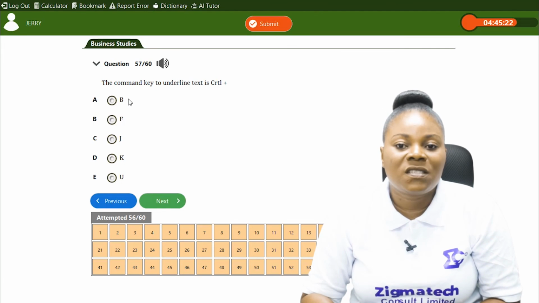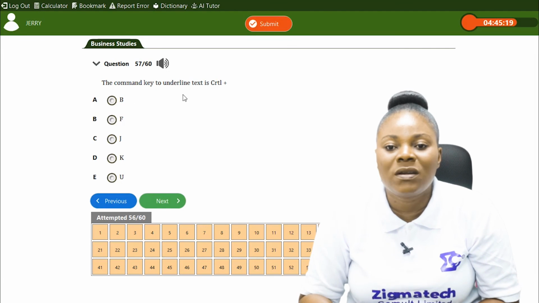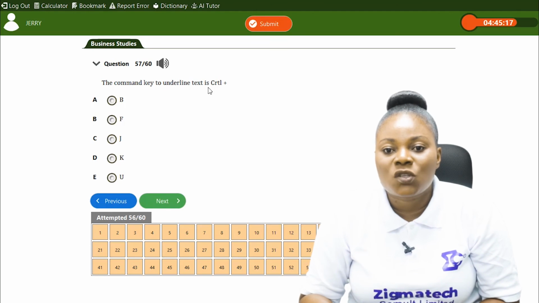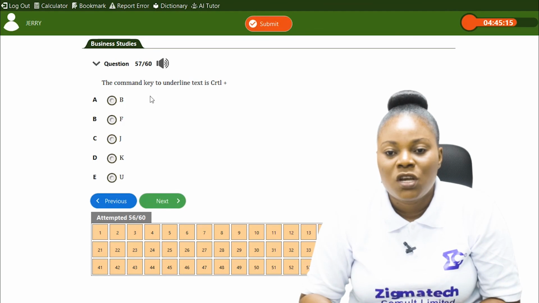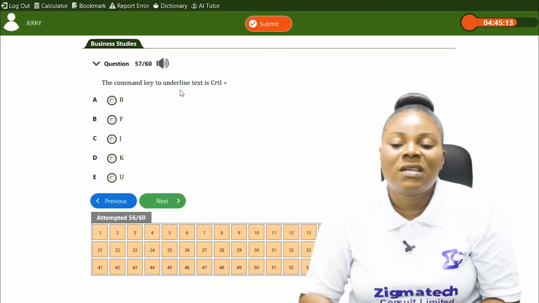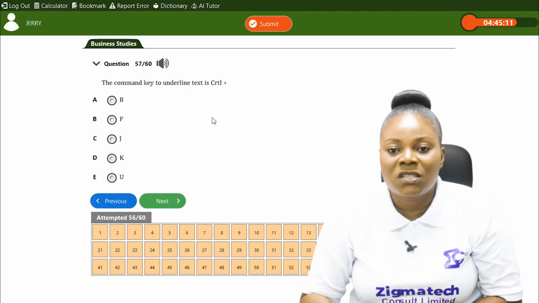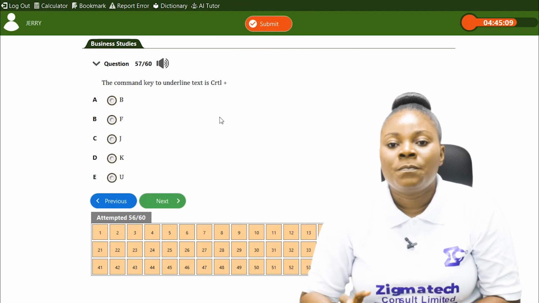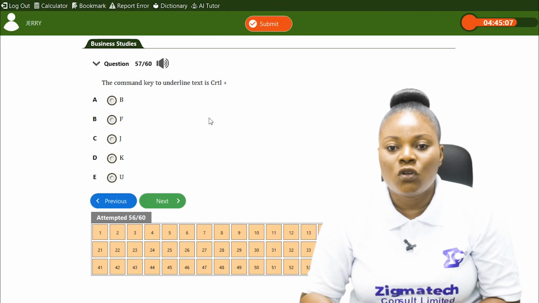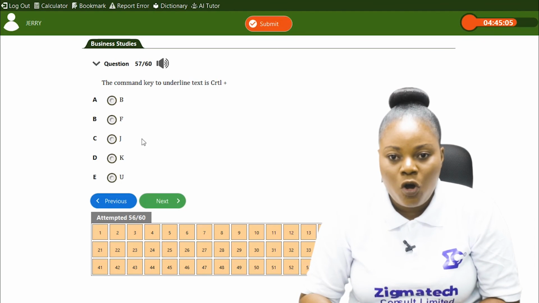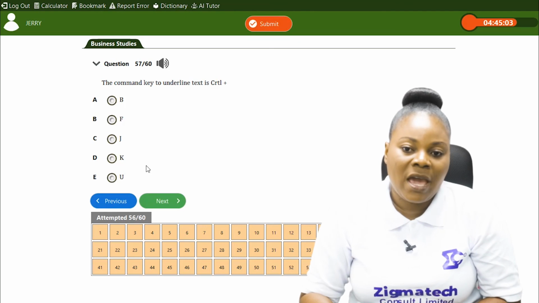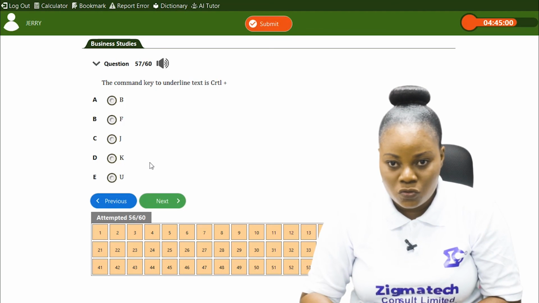The next question, 57, it says the command key to underline text is Ctrl dash. The command key to underline text is Ctrl dash. What key do you use to underline text? Is it Ctrl B, or Ctrl F, or Ctrl J, or Ctrl K, or Ctrl U?